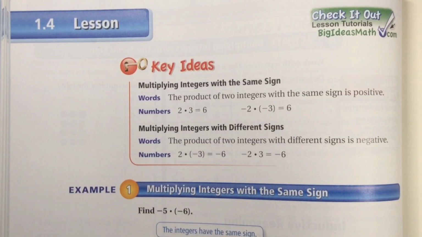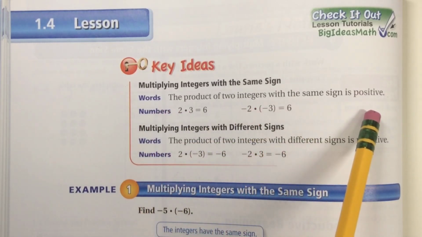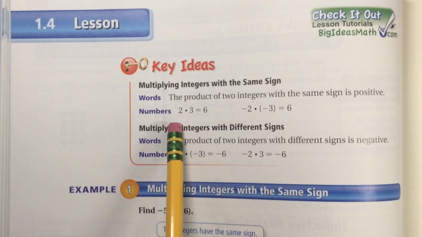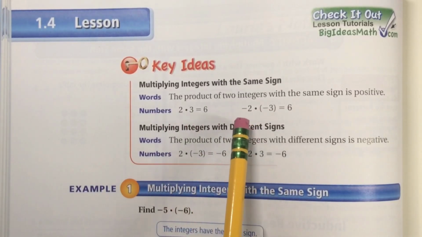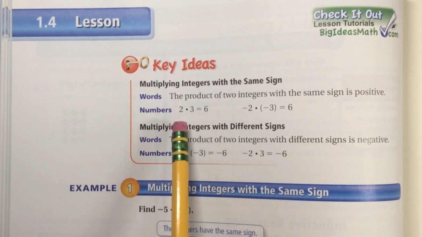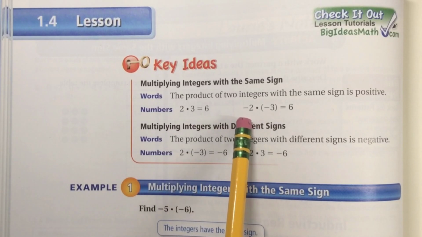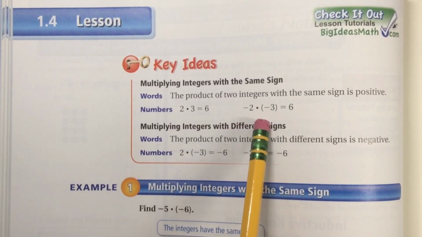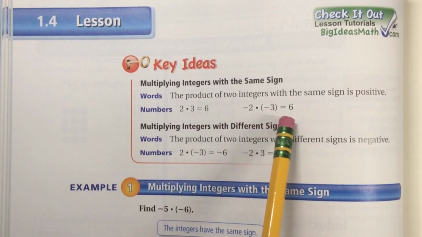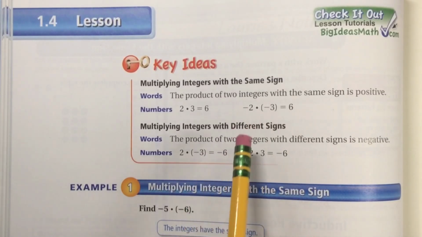This is actually easier, I think, than adding or subtracting integers, because here's the rule. The product of two integers with the same sign is positive. So, same sign, positive. Here we have two positives and we get a positive. Now you knew that 2 times 3 equals 6. We've known that for a long time. But here negative 2 times negative 3 also equals a positive 6, because same sign when multiplying and dividing, same sign, positive.